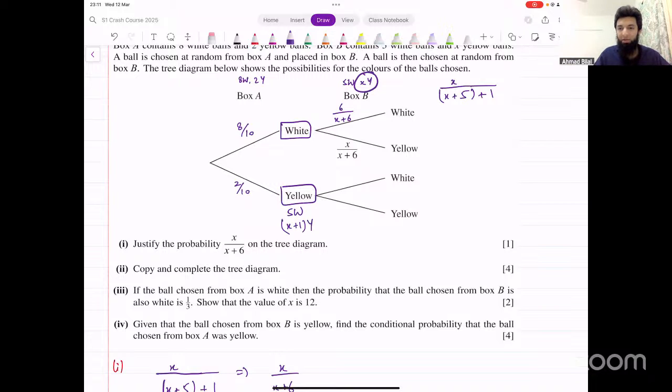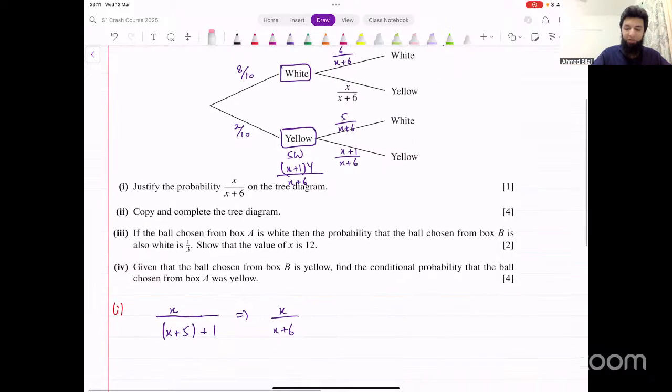What's the probability of getting a white ball the second time? That would now be 5 over the total number. What's the total going to be? x plus 6, right? This would be 5 over x plus 6. And getting a yellow ball the second time, that would be x plus 1, because there's x plus 1 yellow balls divided by the total number, which is x plus 6. This is what the tree diagram would look like.